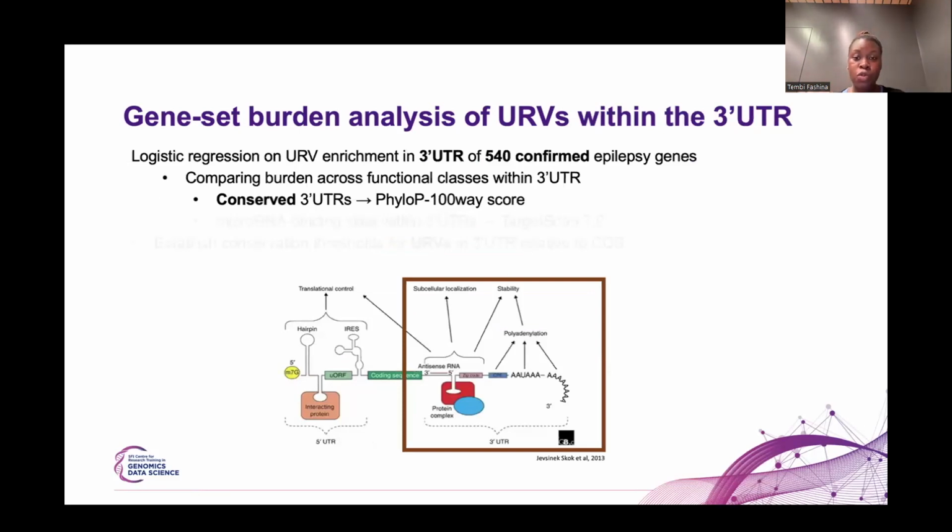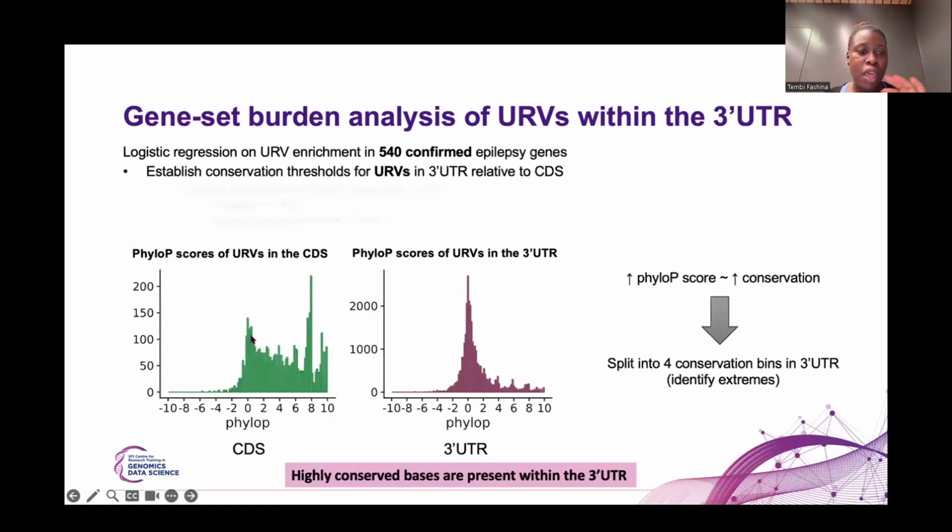And what we then wanted to move to was what we don't know, which is looking at functional classes within the 3' UTR. So today's talk mostly focuses on conserved 3' UTR bases. And the first thing I needed to establish was the conservation threshold for ultra-rare variants in the 3' UTR relative to the CDS, where we know that the coding region is often under tighter conservation than the 3' UTR. So these histograms here are not on the same scale, but we can see that there are ultra-rare variants that are strongly conserved in the coding sequence. And we know that because the higher the PhyloP score, so this is the PhyloP 100-way score, the higher the level of conservation. And we can see that there are also some highly conserved 3' UTR bases.